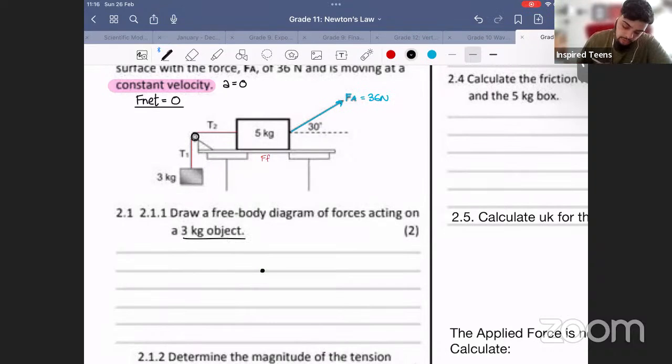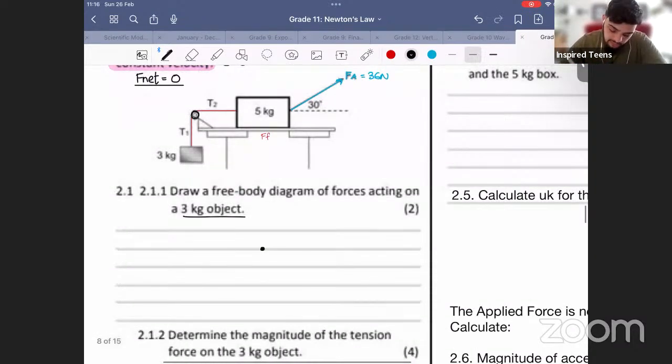Now on the 3 kg object, firstly, it's 2 marks, so we are expecting 2 forces. We have one going down. This is gravity, this is Fg. And then we have tension.